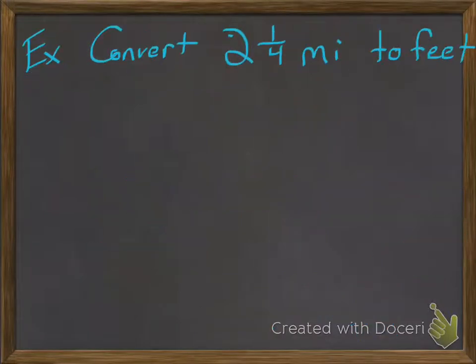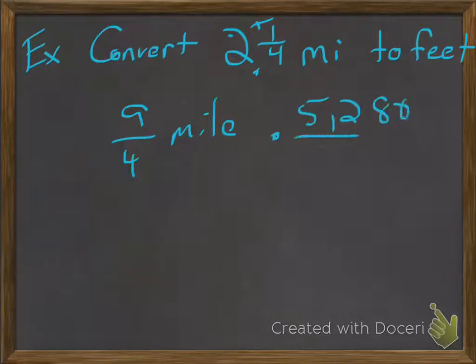Alright, let's do another example. Convert 2 1/4 mile to feet. So on this one, what I really want to do with the fraction is change it back into improper. So I'm going to multiply. 2 times 4 is 8 plus 1 is 9. So 9/4 mile to feet. So I'm going to use a conversion factor of 5,280 feet over 1 mile.